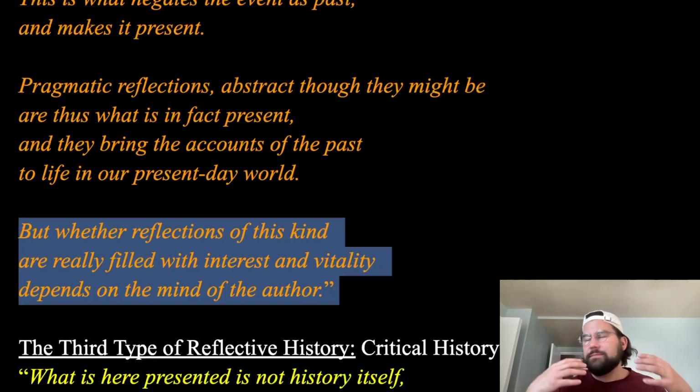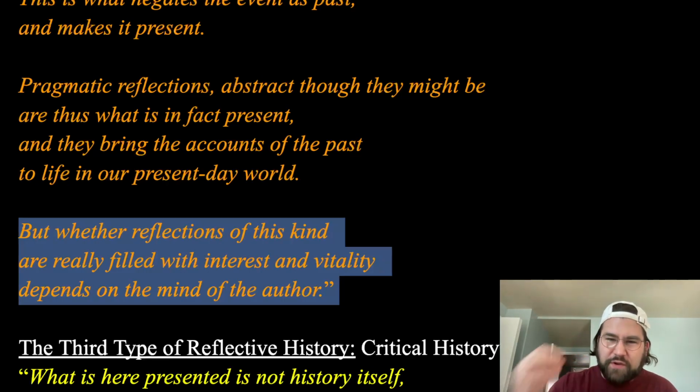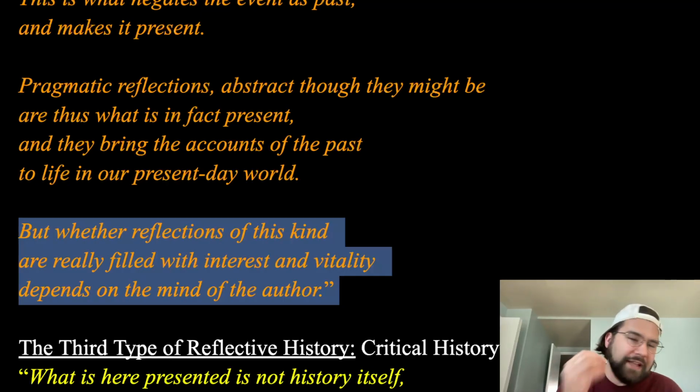Right, so he was trying to get at here, how real can you make the past? When you're reflecting on this history that you're working on, you're trying to put yourself in those shoes, you're trying to make it current and present and real for us now. You're trying to make it pragmatic, practical, useful, applicable. That's the work that's being done here in this second type of reflective history, the pragmatic.